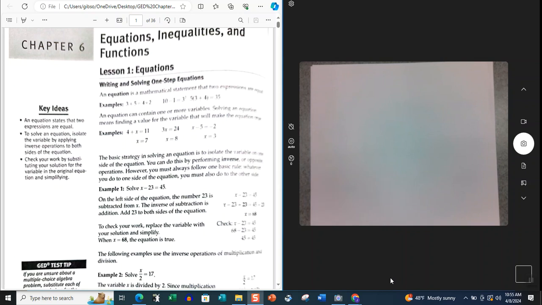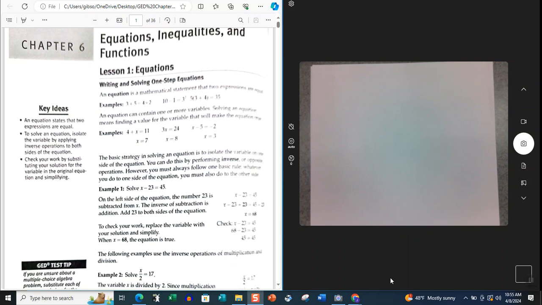An equation is a mathematical statement that two expressions are equal. Examples: 3 plus 5 is equal to 4 times 2, and 10 minus 1 is equal to 3 squared, and 5 times the parenthesis 3 plus 4 equals 35. An equation can contain one or more variables. Solving the equation means finding a value for the variable that will make the equation true.